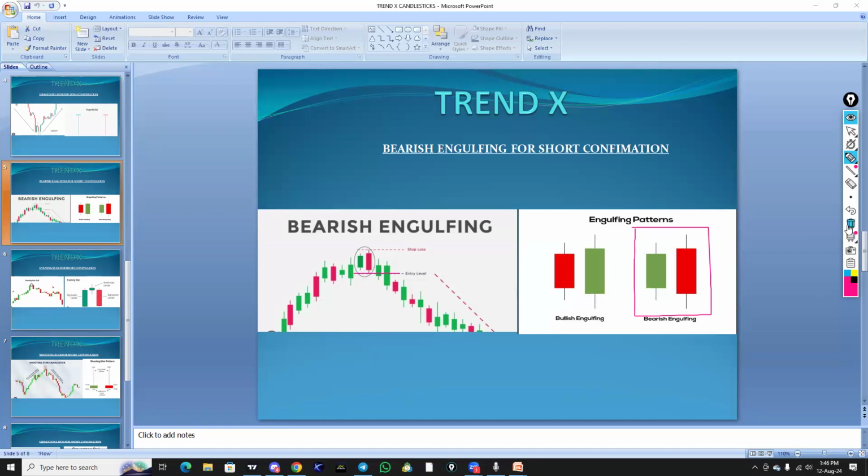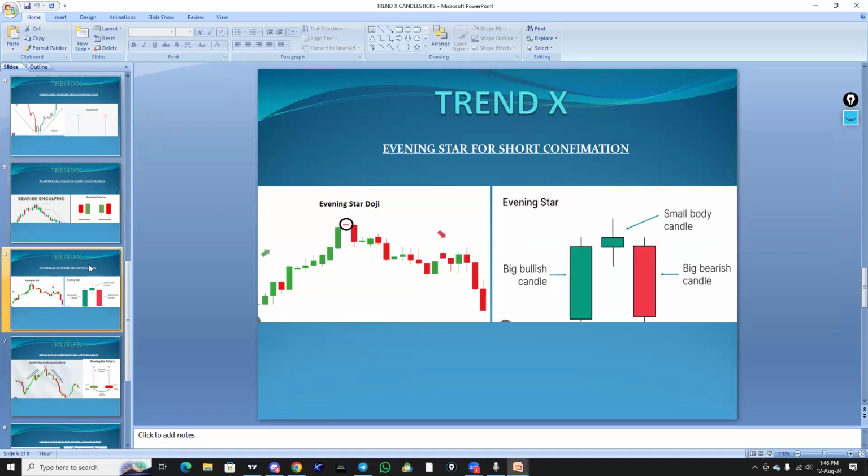Okay, so this is the first candle. The second candle is the evening star. Previously we were looking at a morning star, and now this is an evening star. Correct. So here we are planning for short positions. I mentioned here very clearly: evening star for a short confirmation.